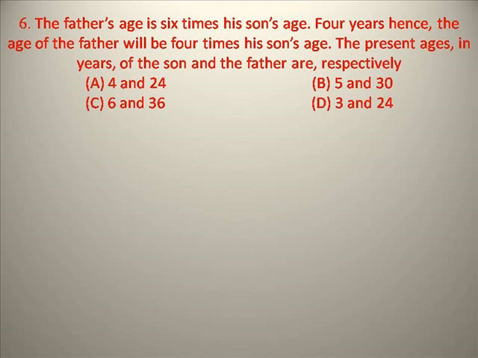Number 6. The father's age is 6 times his son's age. 4 years hence, the age of the father will be 4 times his son's age. The present ages of the son and the father are, you have the 4 options.